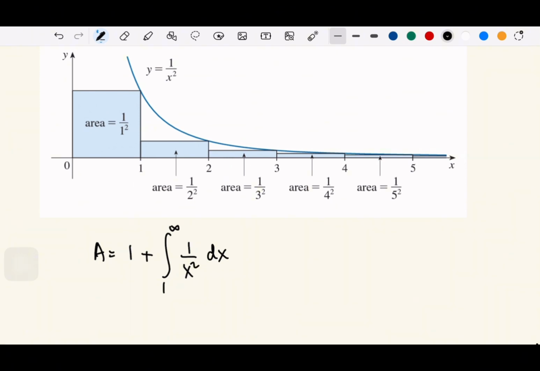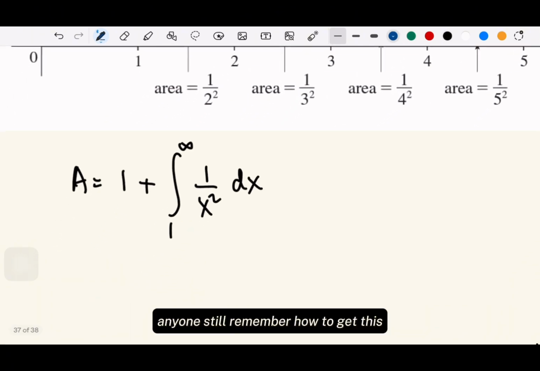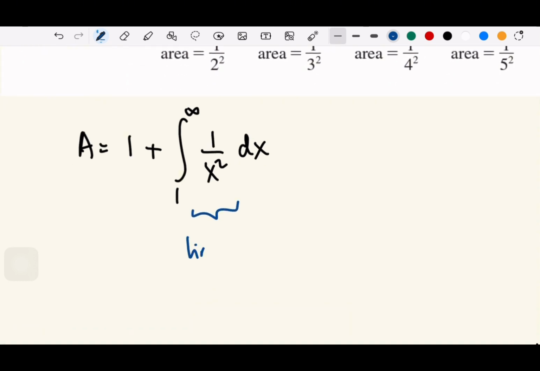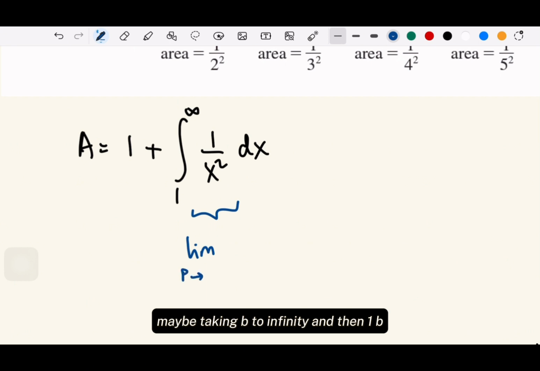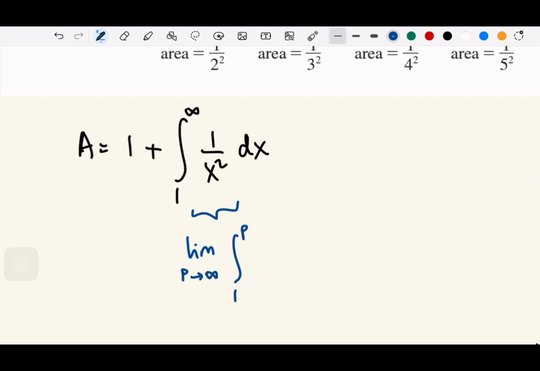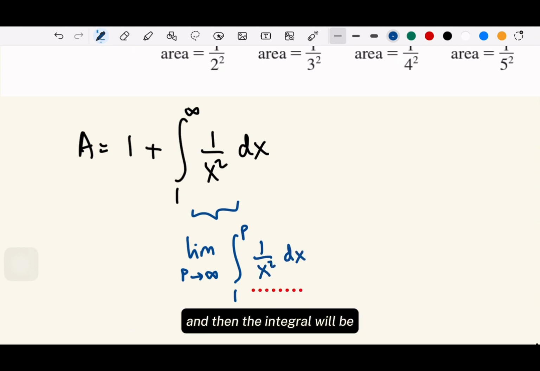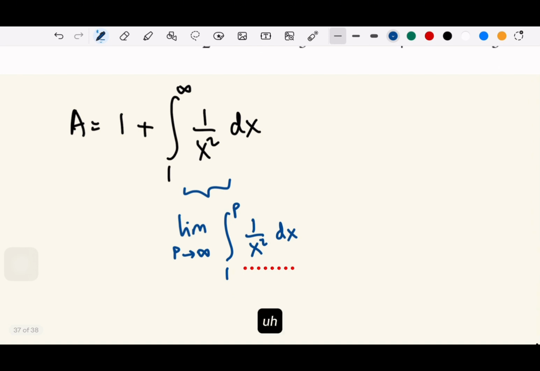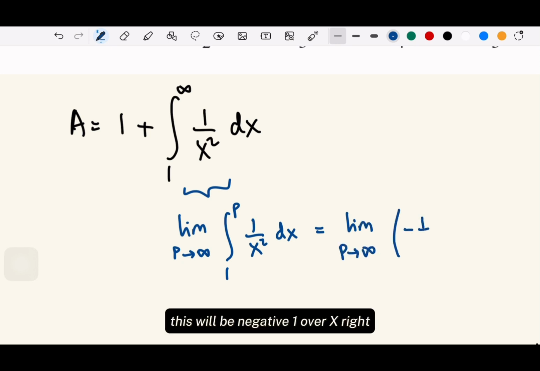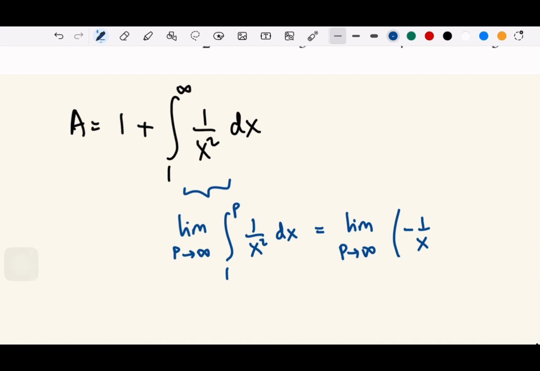Anyone still remember how to get this? We usually take this limit, maybe taking p to infinity, and then the integral from 1 to p of 1 over x squared dx, right? And then the integral will be, we'll write again p, this will be negative 1 over x, right? This is from 1 to p.